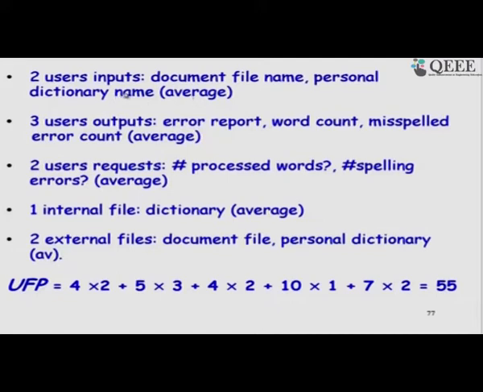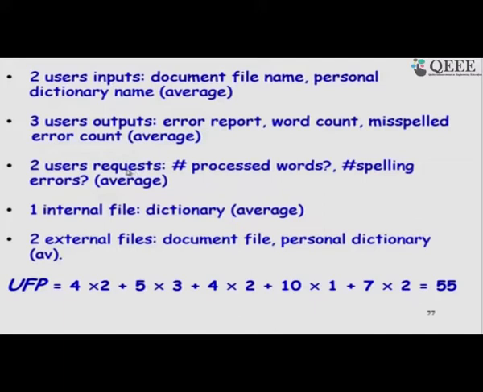So, these two inputs are clear, they are there, but what will their qualification be, whether average or low. And then there are three outputs that are produced: the error report, word count, and misspelled error count. These are also average, you can classify. There are two user requests.